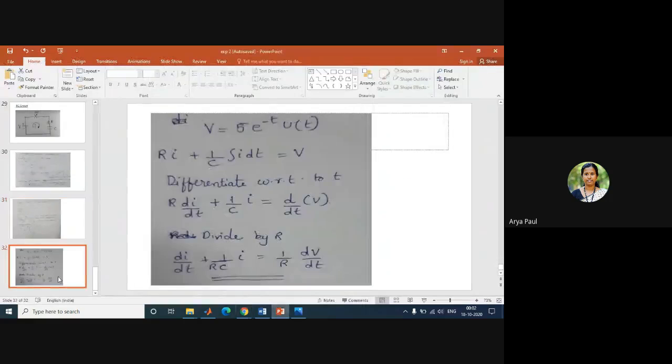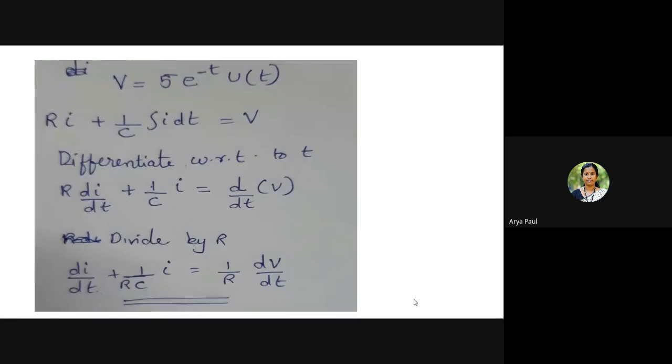Suppose the voltage V is equal to 5 into e raised to minus t into u of t. That is the applied voltage across the RC circuit. What is u of t? u is a unit step signal. I don't know whether you have studied this. A unit step signal has the value 1 from time t equal to 0 onwards.